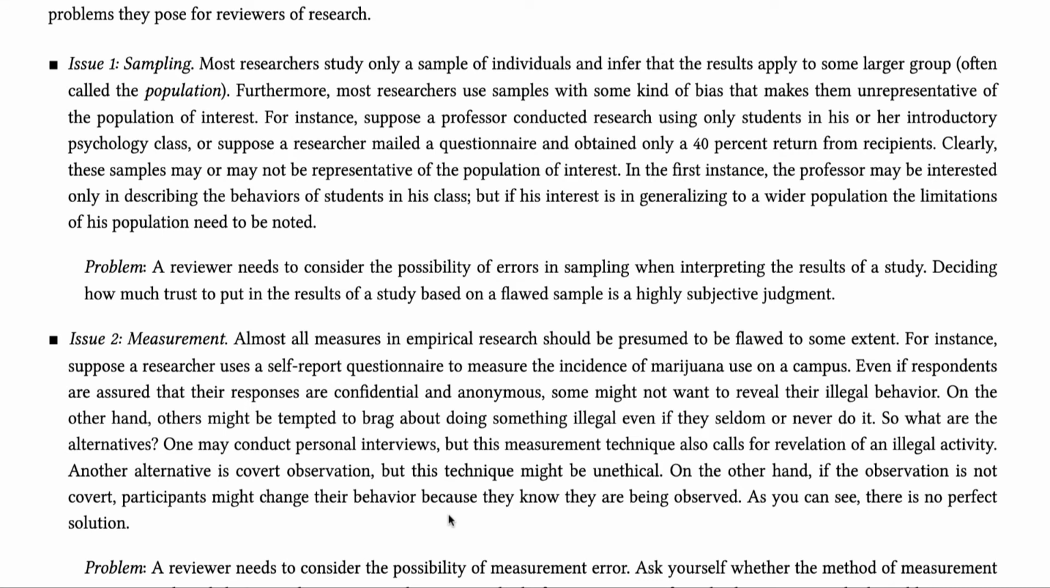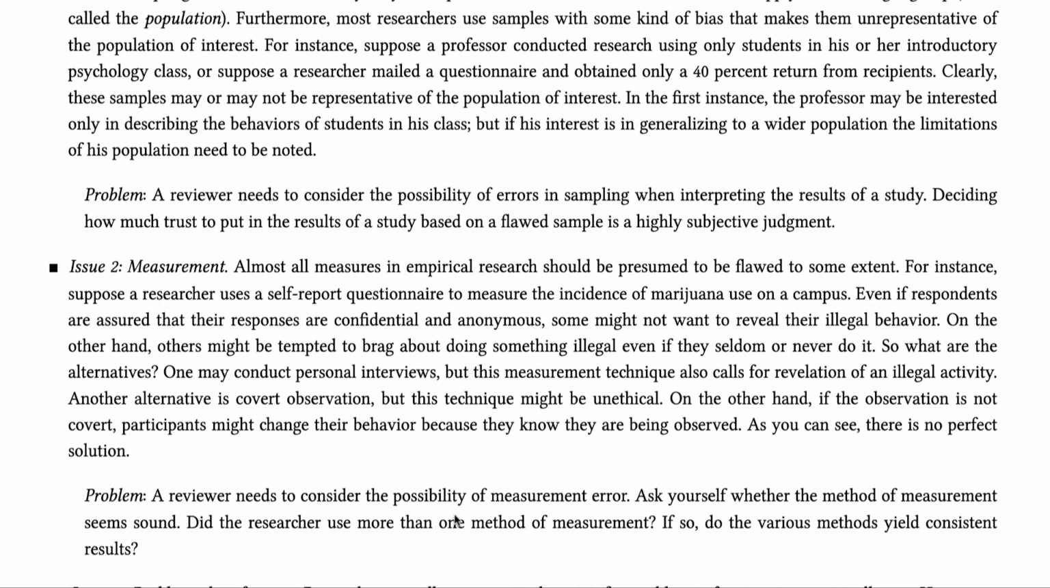Almost all measures in empirical research should be presumed to be flawed to some extent. For instance, suppose a researcher uses a self-report questionnaire to measure the incidence of marijuana use on a campus. Even if respondents are assured that their responses are confidential and anonymous, some might not want to reveal their illegal behavior. On the other hand, others might be tempted to brag about doing something illegal, even if they seldom or never do it. So what are the alternatives?